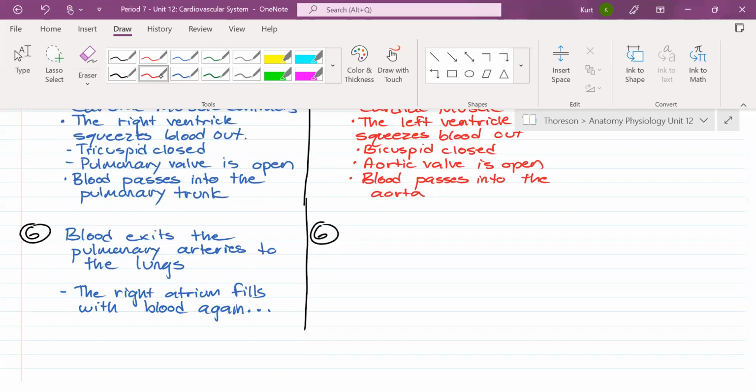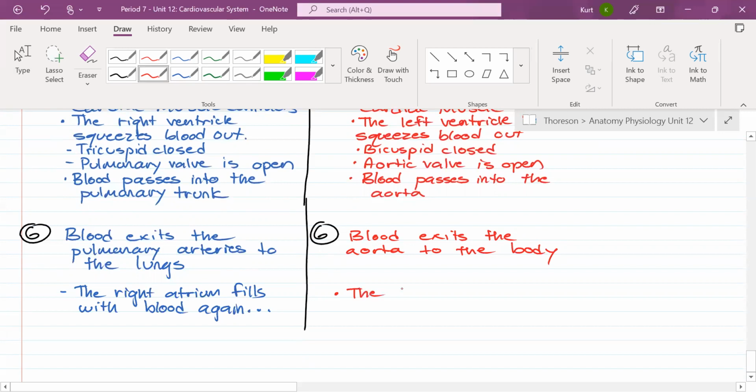Okay, now let's finish it off. On the oxygenated side, your left side, blood exits the what? How does blood get out of the heart on the left side? All right. Blood exits the aorta to the, where's it going? To the body. Very good. And at the exact same time that's happening, the left atrium fills with blood again. And the whole process repeats itself.